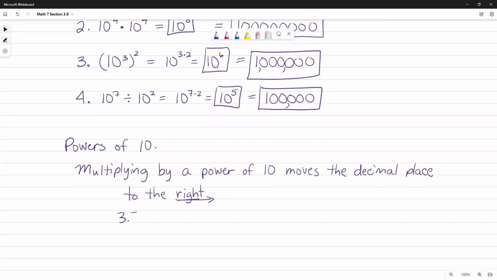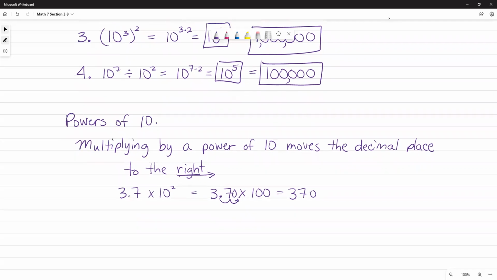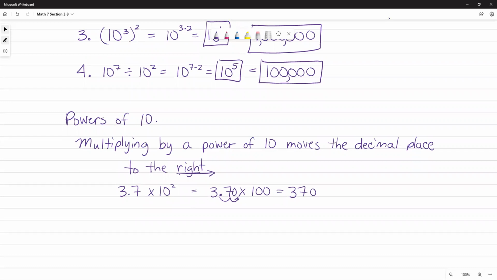So if I have 3.7 times 10 to the power of 2, then that's 3.7 times 100, which means that I move my decimal 2 places. So I have to add a 0, and that becomes 370. So your decimal moves right. That's why when they're all whole numbers, we have to add zeros.